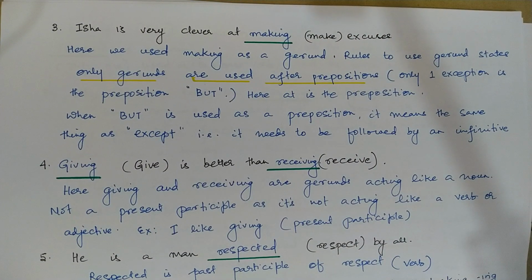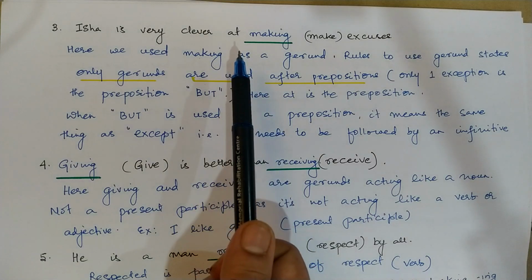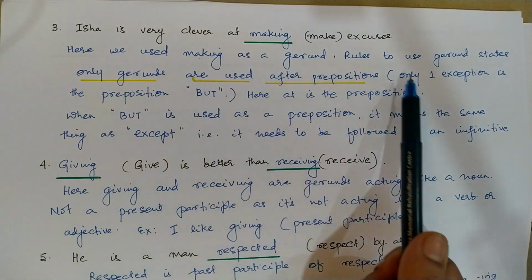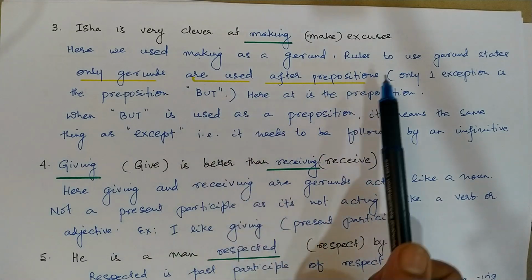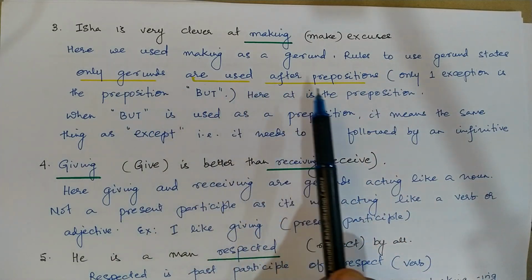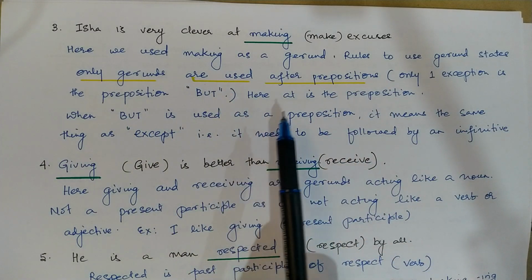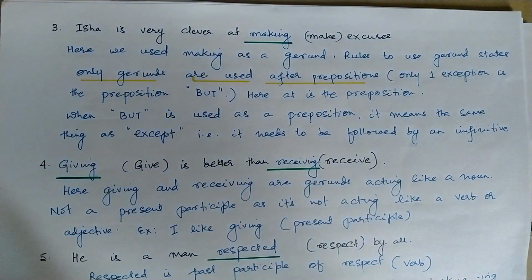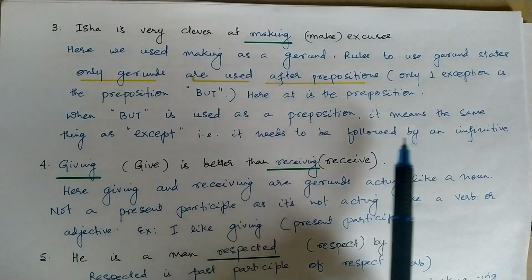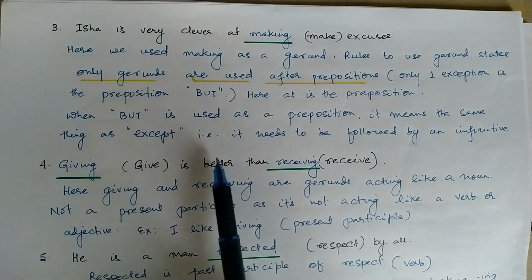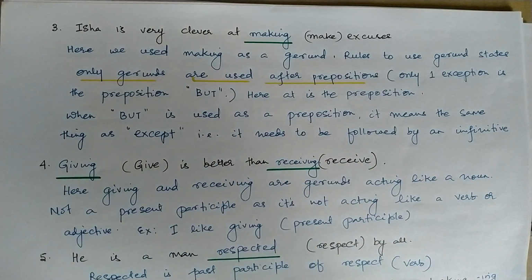Isha is very clever at dash make excuses. Here we used making as a gerund. Rules to use gerund states only gerunds are used after preposition. Which is the preposition over here? At. So after the preposition we use gerunds as according to the rule for gerunds. Only one exception is the preposition but. When but is used as a preposition, it means the same thing as except. That is, it needs to be followed by an infinitive.